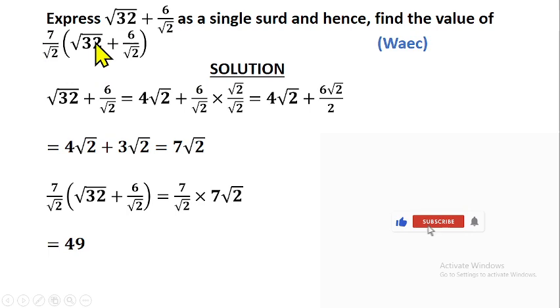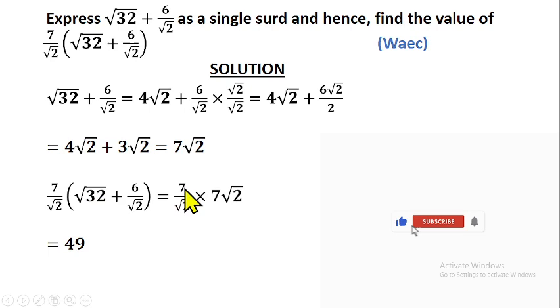Then let's go to this question. 7 over root 2 times root 32 plus 6 root over 6 over root 2. We already simplified this one and it gave us 7 root 2. So we can return it here. So we have 7 over root 2 times 7 root 2, because the answer of this one is this one here. Do we understand?